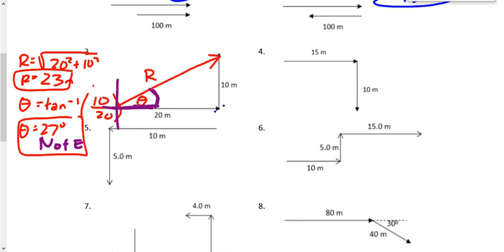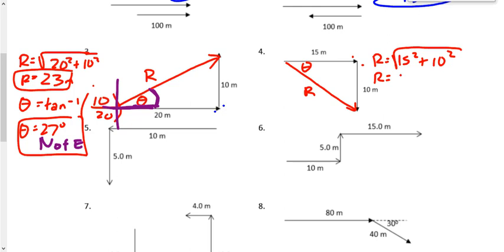Number 5 is pretty similar. Head to tail, the resultant vector goes from start to finish. Label it as R. Draw your angle at the very beginning of the vector diagram. And let's say R is equal to the square root of 15 squared plus 10 squared. That gives me, if I go to my calculator and do it, 18 meters, 2 digits.